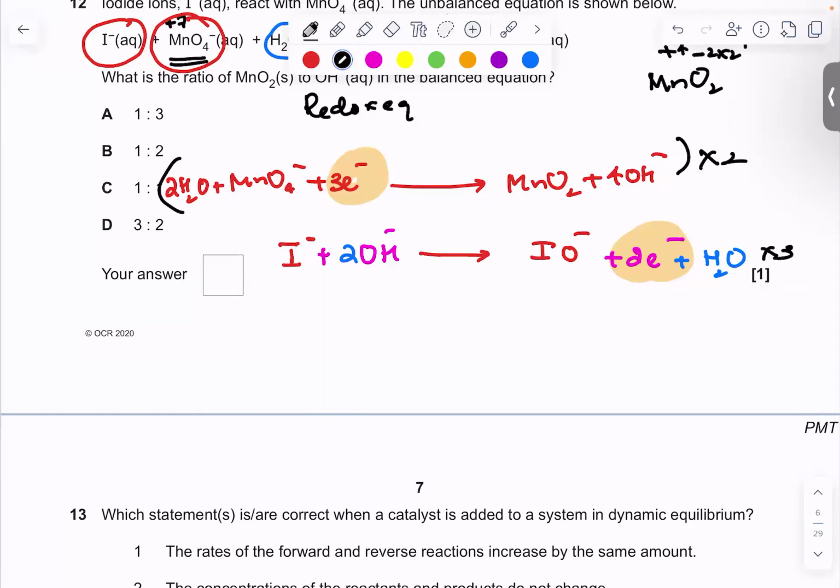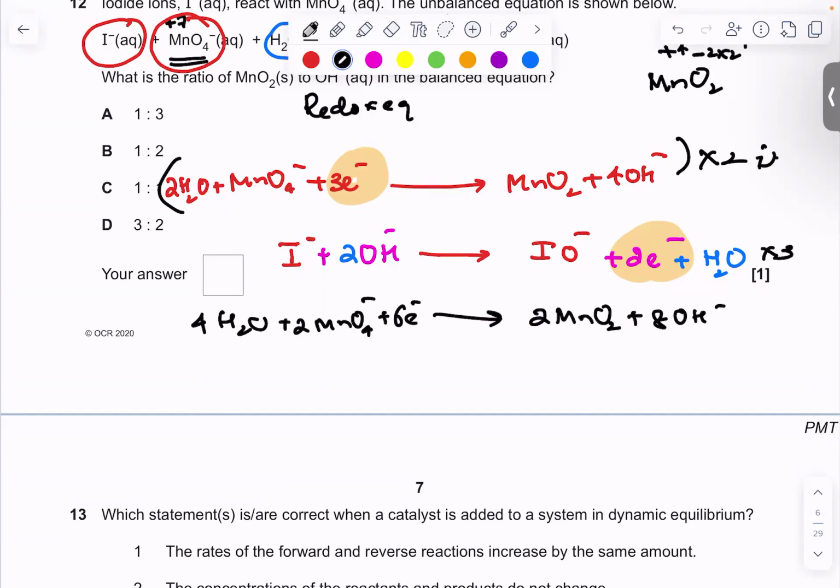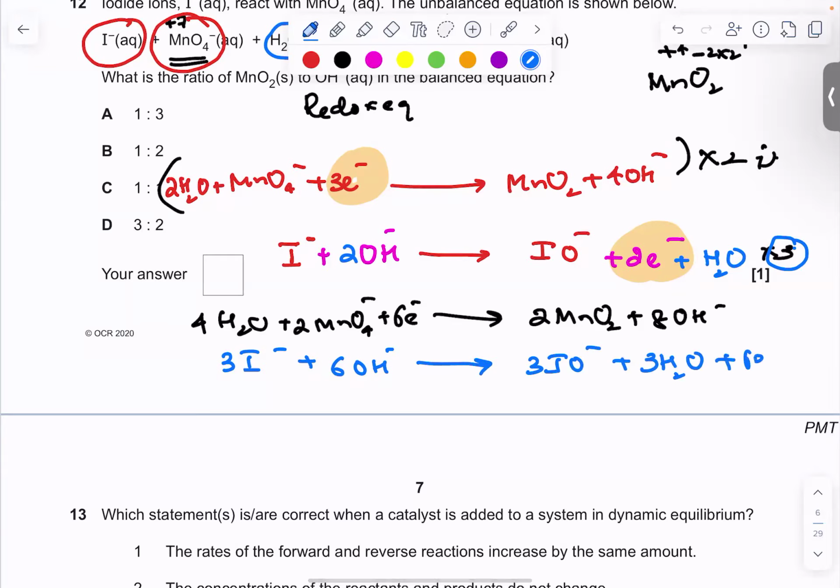So this would be 4H2O. I'm doing the first one, right? 4H2O plus 2MnO4 negative plus 6 electrons changing into 2MnO2 plus 8OH negative. Are you following, Maya? Yes, good. The next one is multiplied by 3. So I'm going to get 3I negative plus 6OH negative arrow 3IO negative plus 3H2O plus 6 electrons.